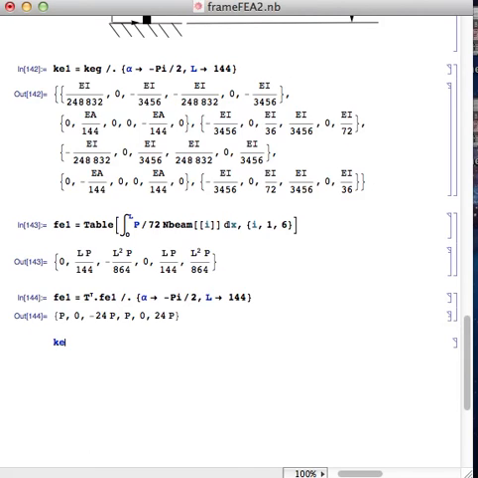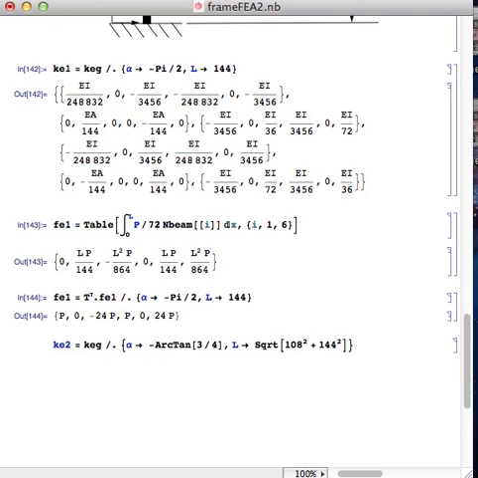Now we can do the same thing for the second element. The stiffness matrix for the second element, which I'll call KE2, is KEG evaluated at alpha equals minus arc tangent 3 over 4. And L this time is going to be the square root of 108 squared plus 144 squared.